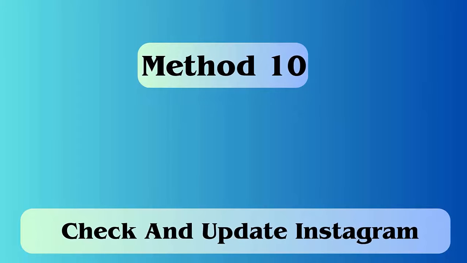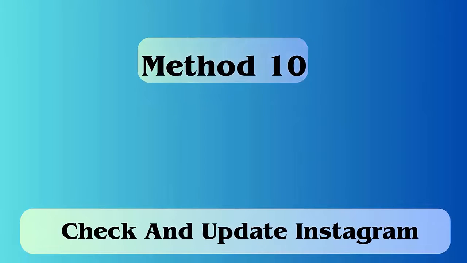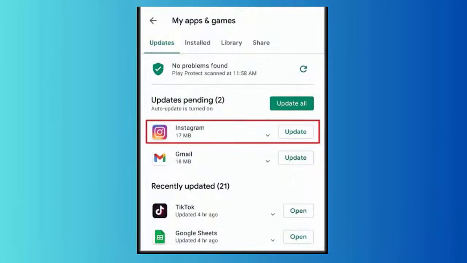Method 10, update Instagram. First, open Google Play Store. Now, click on profile icon, manage apps and devices. After that, click on update available tab, check if the Instagram app needs any update. If yes, then tap on update option.